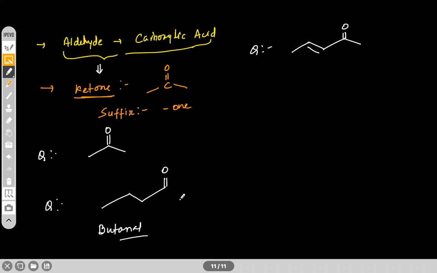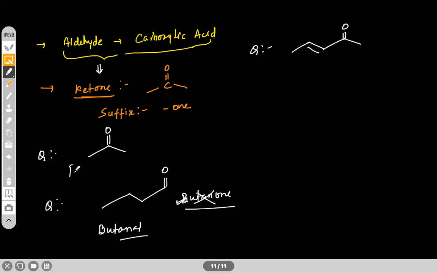Some of you have written butanone directly, right? I can bet you on this, you will have this as an option in the question. So in a hurry, you will obviously take this option and then you'll get negative marks, okay? So please take care of all these things, okay? It's not a butanone, it is an aldehyde, so butanal.